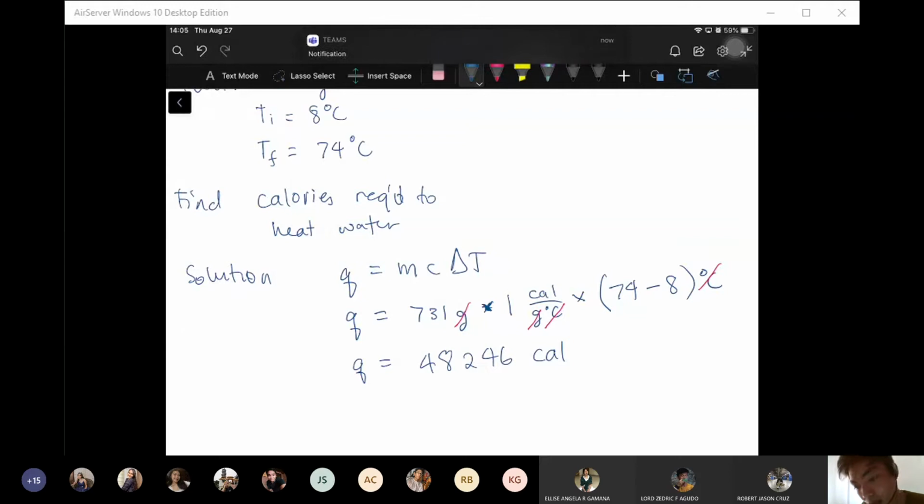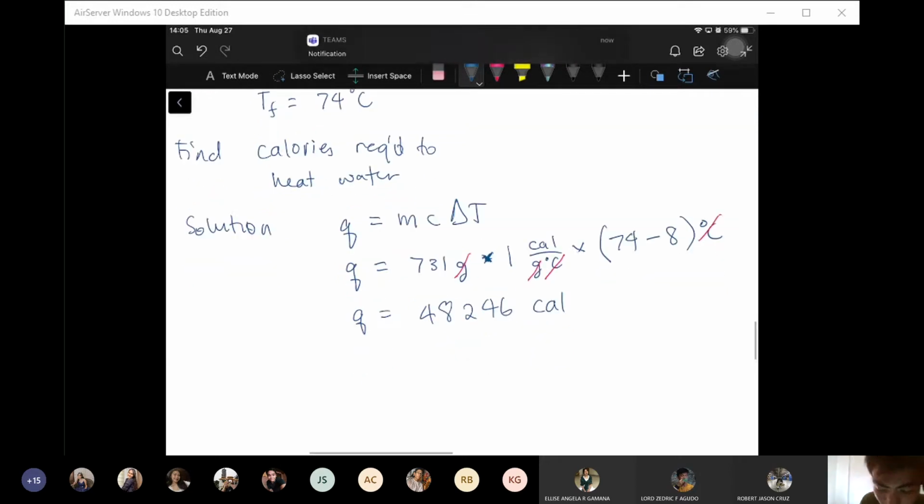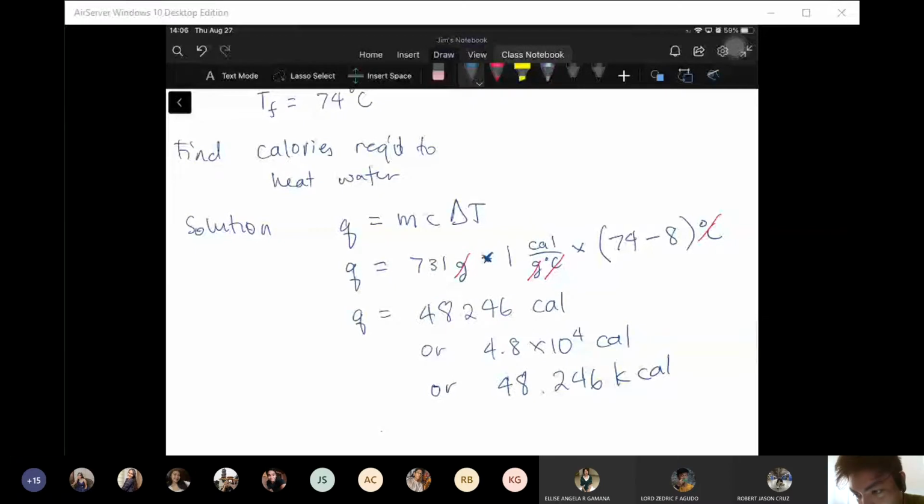So pwede natin to gawing scientific notation, no? Kunwari lang kung required, hindi naman parating required. Pwede natin yan isulat as 4.8 times 10 raised to, bilangin natin ng movement, 1, 2, 3, 4 calories. Or, pwede natin gawin, we divide that number by 1,000 to get 48.246 kilocalories. Wow, puro tama yung sagot, no? So, nakuha po ba ng iba?